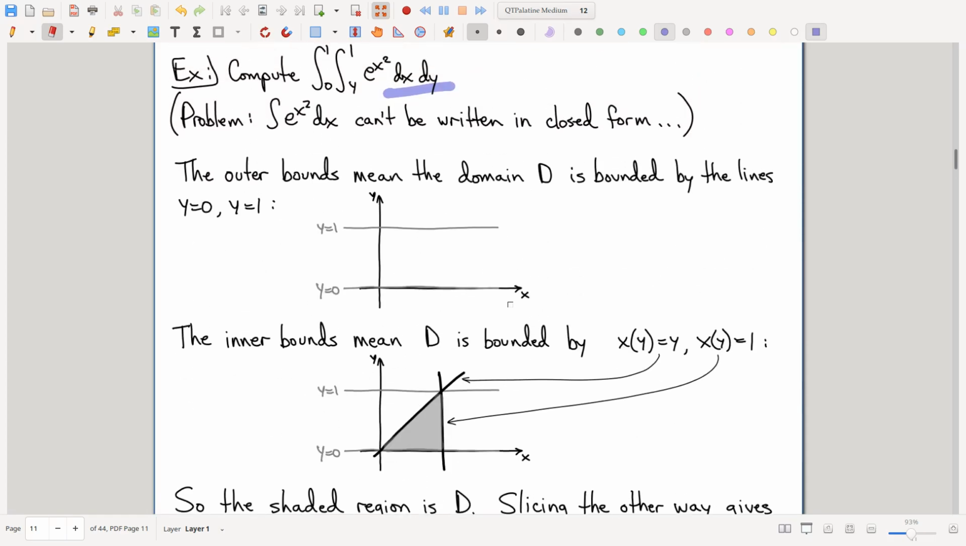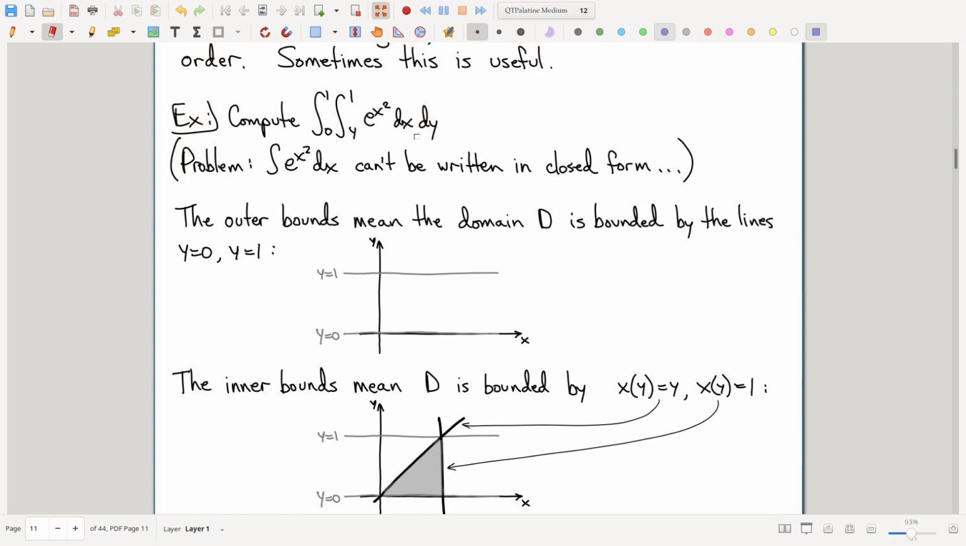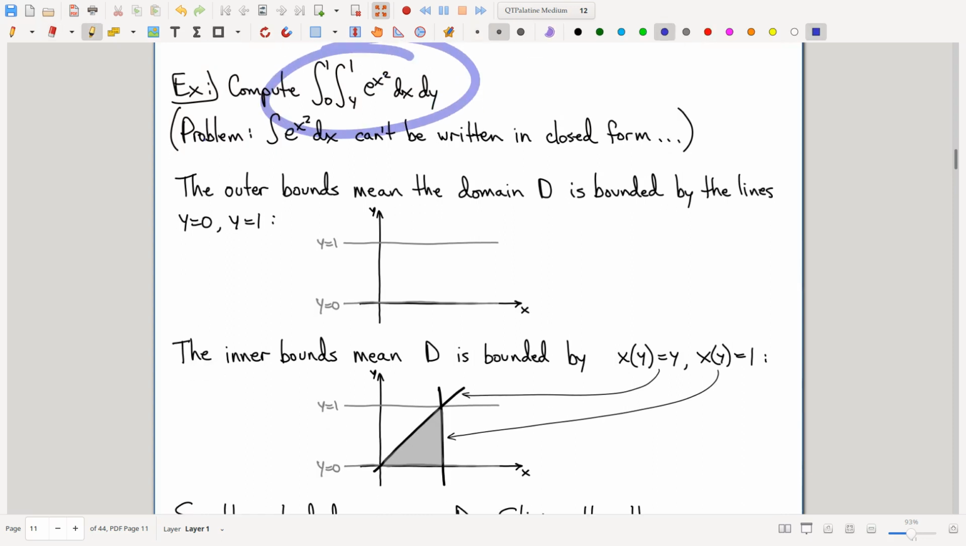You just have to take what you've got here and take this integral and just reverse engineer and figure out what is the domain of a double integral that led to that iterated integral. And it's just undoing the usual process. So here's how that plays out.